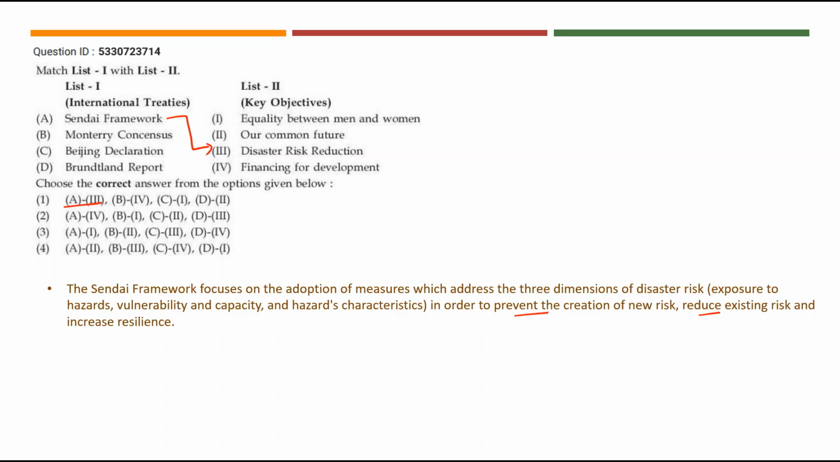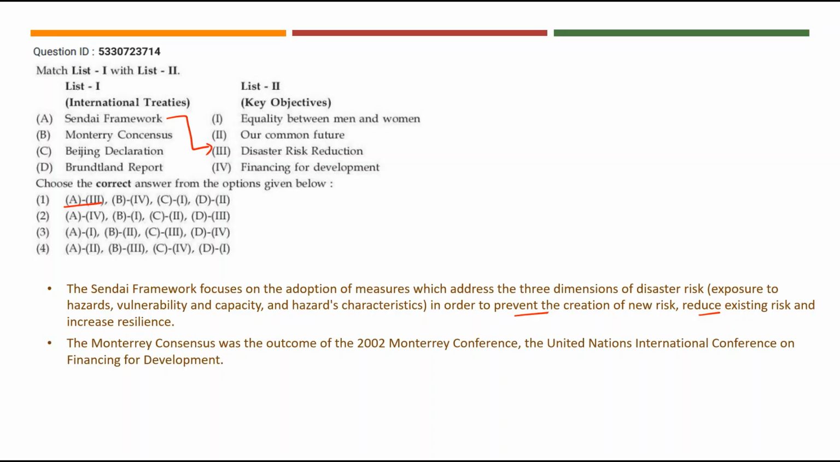What about Monterey Consensus? Monterey Consensus was the outcome of the 2002 Monterey Conference, the United Nations International Conference on Financing for Development. So B will be mapping to 4, financing for development.